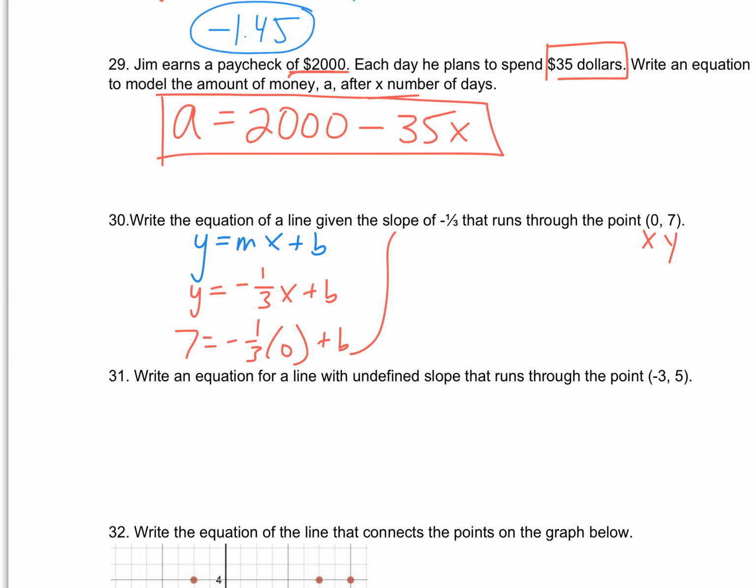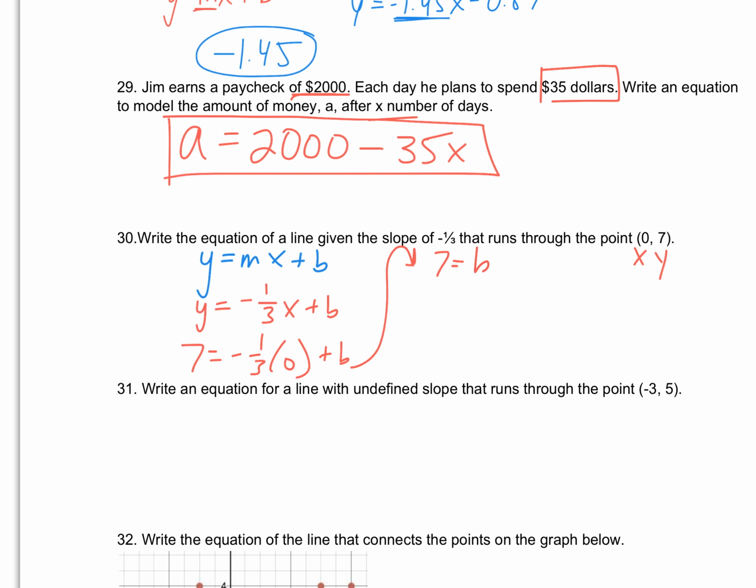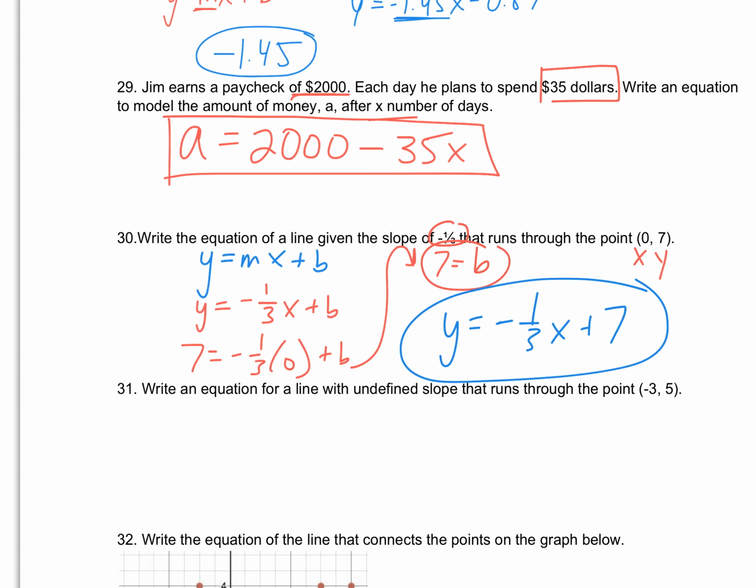Well, let's move this up here. Negative 1/3 times 0 is 0, so b is 7. Now that I know slope is negative 1/3, b is 7, let's go ahead and plug this into our final equation. Negative 1/3 x plus 7. And we're done. Again, you can check this on the graph. That line definitely goes through the point 0, 7.